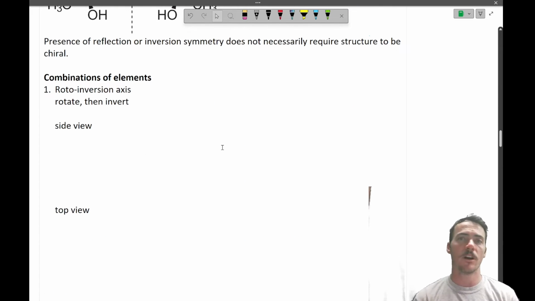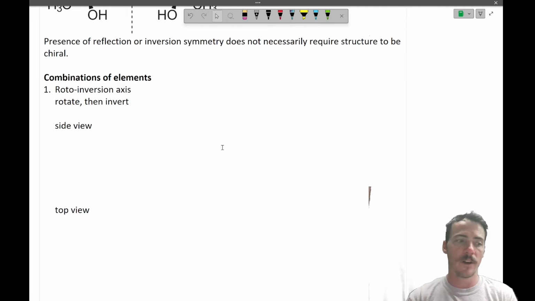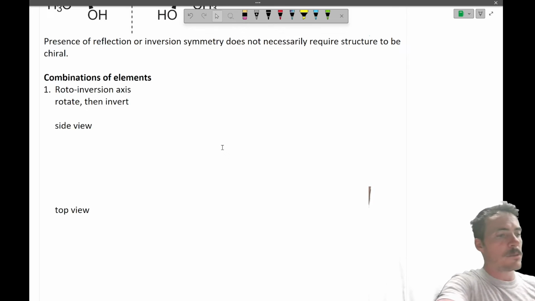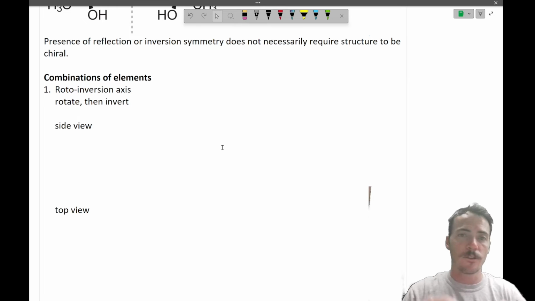Roto-inversion is an example of a combination of elements. We're going to rotate, and then we're going to invert, right? A good example of this can be seen by examining both the top-down view as well as the side view. So let's first look at the side view.